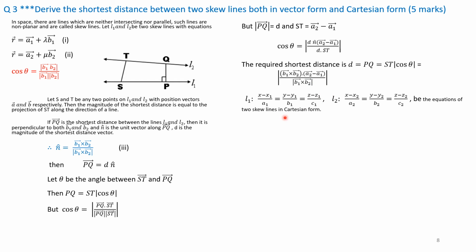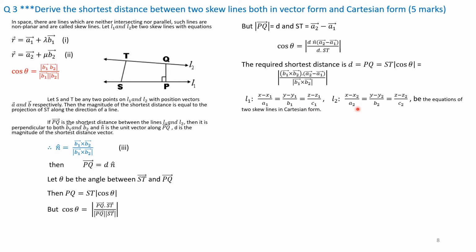Now, we have to derive this equation in Cartesian form. Let L1 be x minus x1 divided by a1 equals y minus y1 divided by b1 equals z minus z1 divided by c1. And L2 in Cartesian form is x minus x2 divided by a2 equals y minus y2 divided by b2 equals z minus z2 divided by c2, be the equations of the two skew lines in Cartesian form.